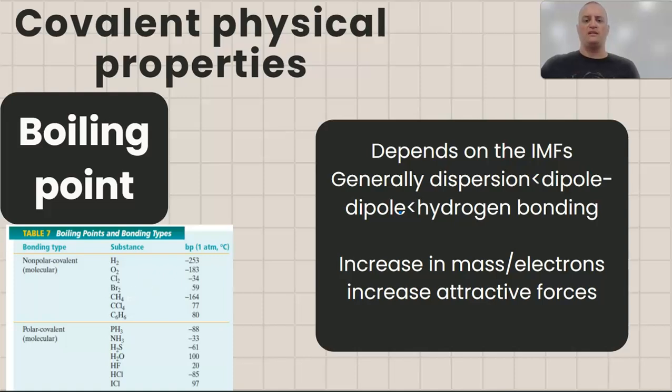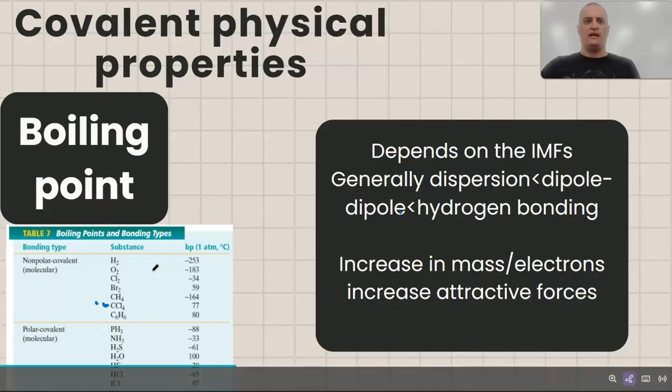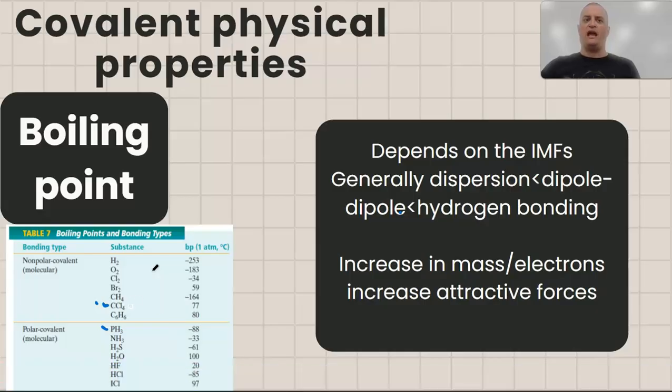However, there's always exceptions to these trends. So let's take a look at some of these exceptions. So if we have CCl4, it is non-polar. Its boiling point is 77. PH3, it is polar, but it's at -88, much lower. And that's because CCl4 has a heavier mass and more electrons, which means it's going to increase its attractive force.